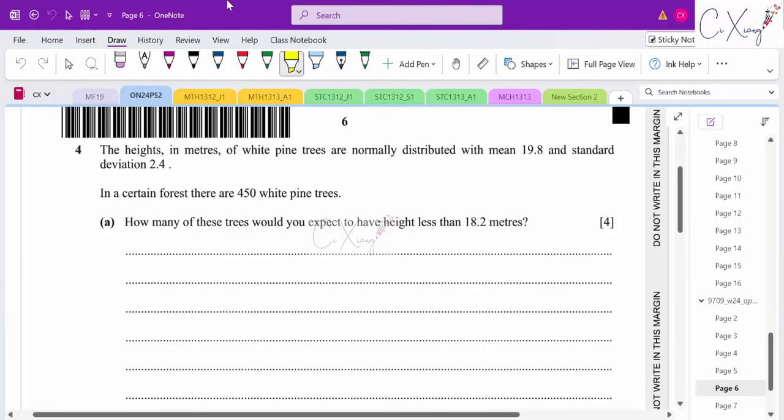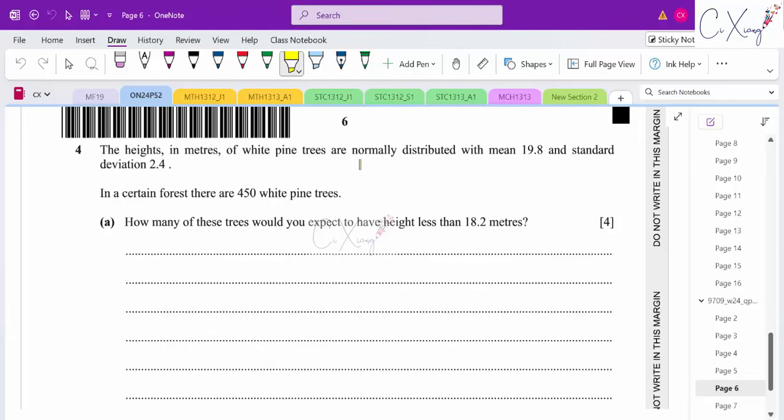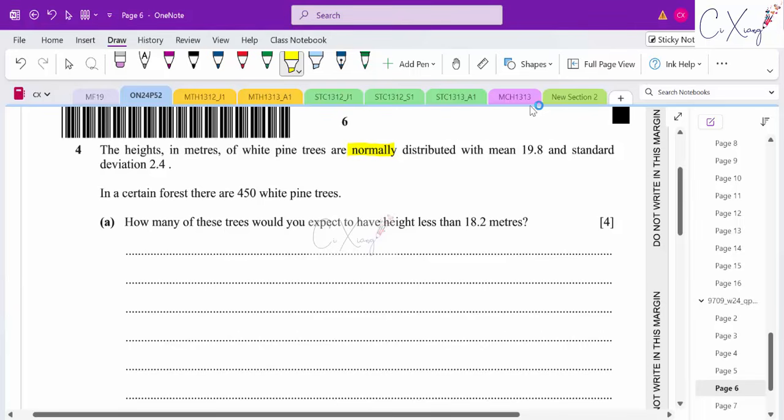Okay, so we are now at question number 4. The heights in meters for white pine trees are normally distributed. So highlight the keyword normally distributed, with the mean and also the standard deviation. So in a certain forest, there are 450 white pine trees. How many of these trees would you expect to have height less than 18.2 meters?